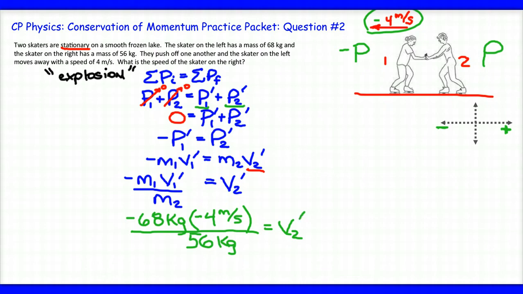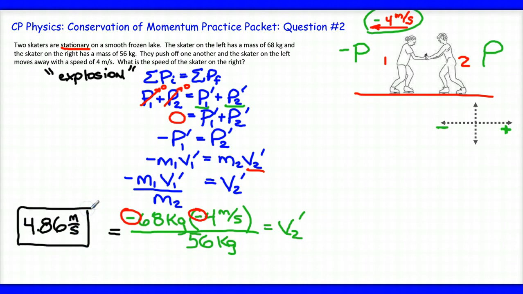We should notice here that this negative sign and this negative sign are going to cancel out and give me a positive number, which is actually what I expect skater 2 to do, because she's going to be going to the right. And so my final answer here will be 4.86 meters per second being the final velocity of skater number 2 after this so-called explosion.